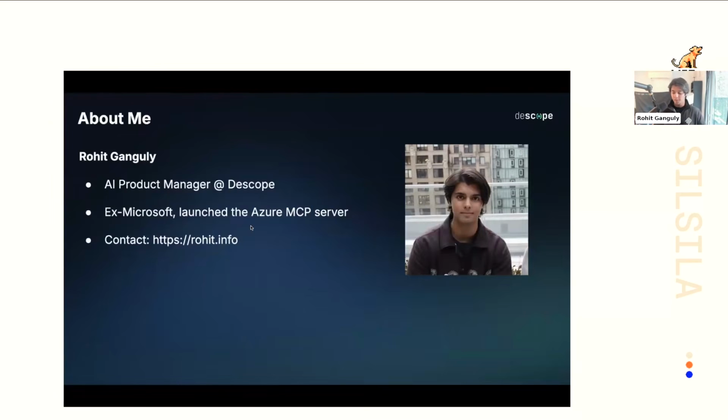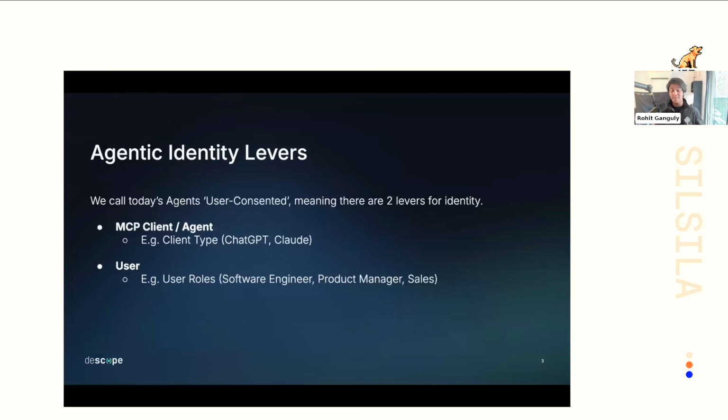So for those of you who don't know me, I'm Rohit. I work as an AI product manager at Descope. I joined about 2 months ago from Microsoft. Previously, I was at Microsoft working on Azure developer experiences. I got to work all over the place, on the SDKs, on some of our coding agents like GitHub Copilot for Azure. And then shortly before I left, I started working on the MCP project at Microsoft and launched the Azure MCP server. I have a website, I guess I'll include that in the chat, but I'll dive right in since I want to be efficient with time.